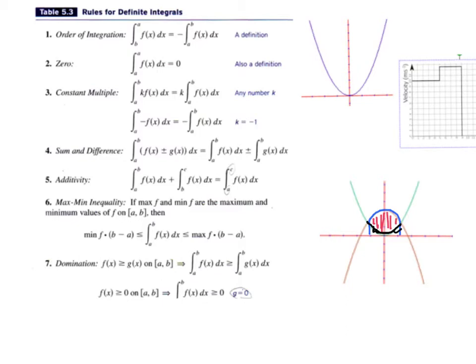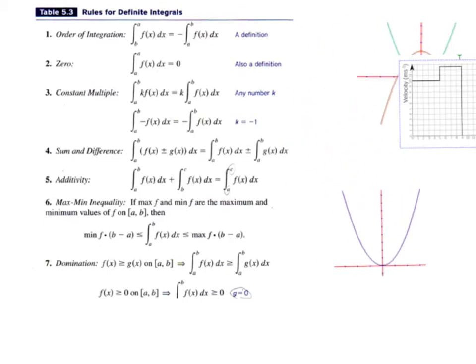And basically, the sum and difference says if I'm adding two functions together, I can just find the area of the first, the area of the second, and add their areas together. And how we are going to use this one more often is the difference. If I'm finding the difference between two functions, I can find the area under the first function and subtract the area under the second function. All right?